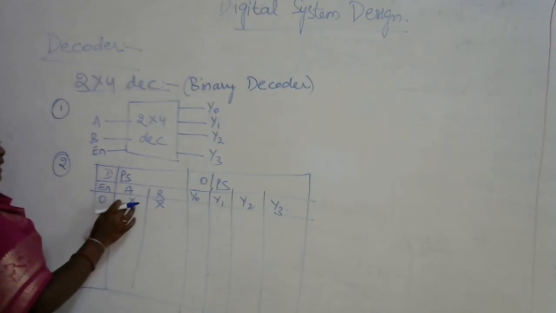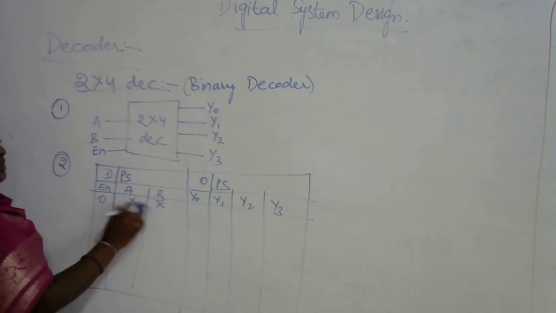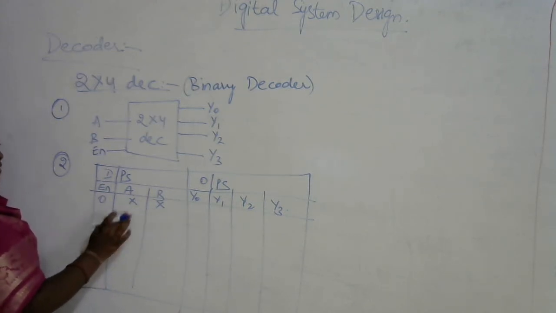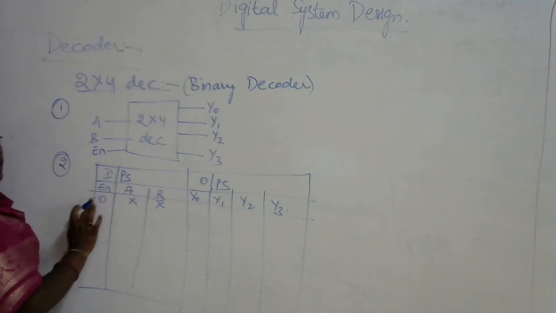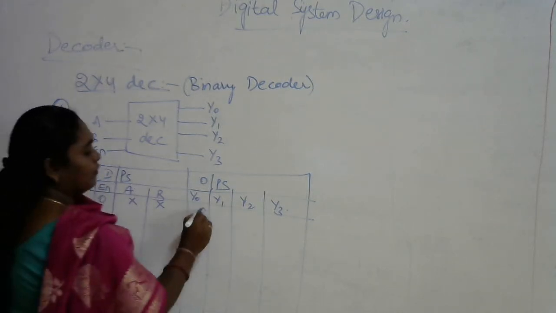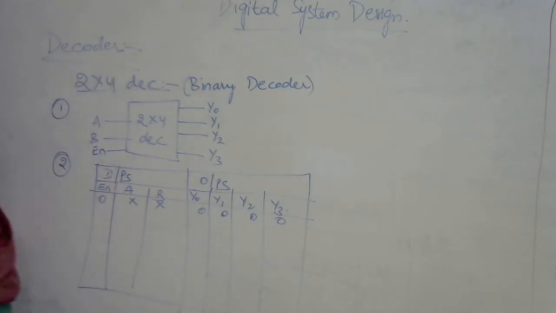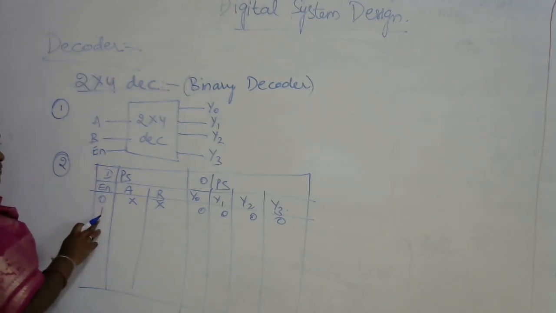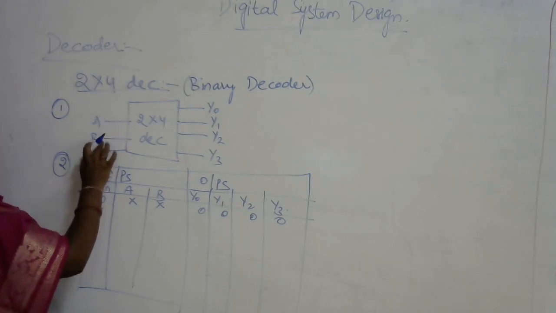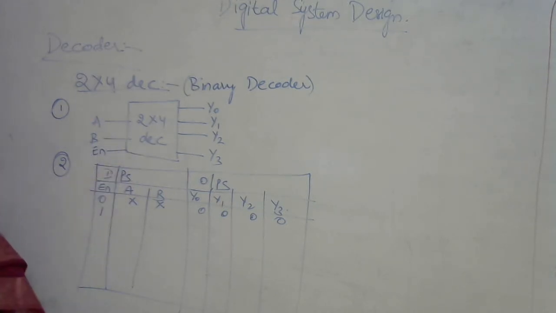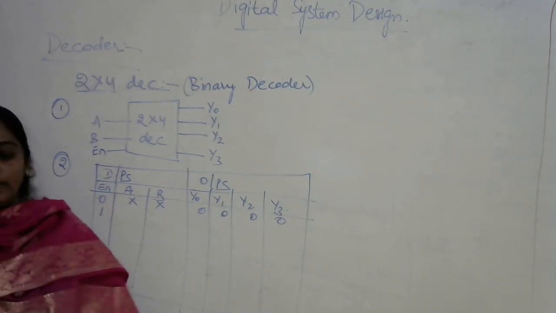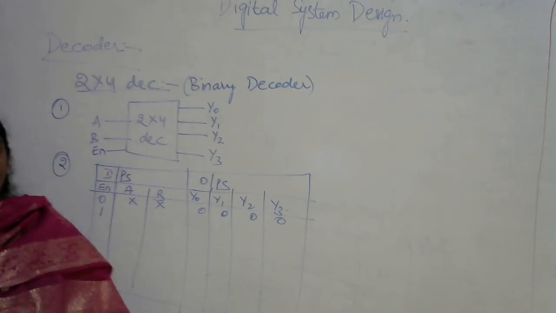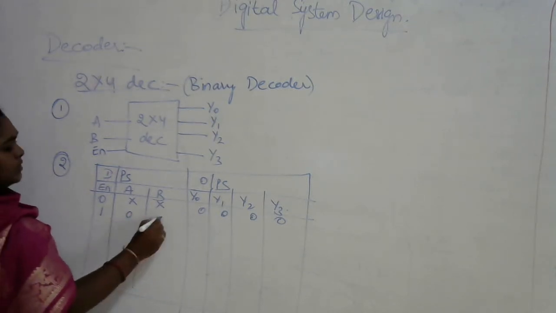Meaning that A and B values may be 0 0, 0 1, 1 0 or 1 1, whatever they may be. When enable is 0, the outputs of all of these will be equivalent to zeros. So if I want to start the functionality of this circuit, the enable pin should be equivalent to 1. When enable is 1, depending upon the A and B values, we will get the corresponding output. Now let me take enable equivalent to 1, and A and B values are 0 0.